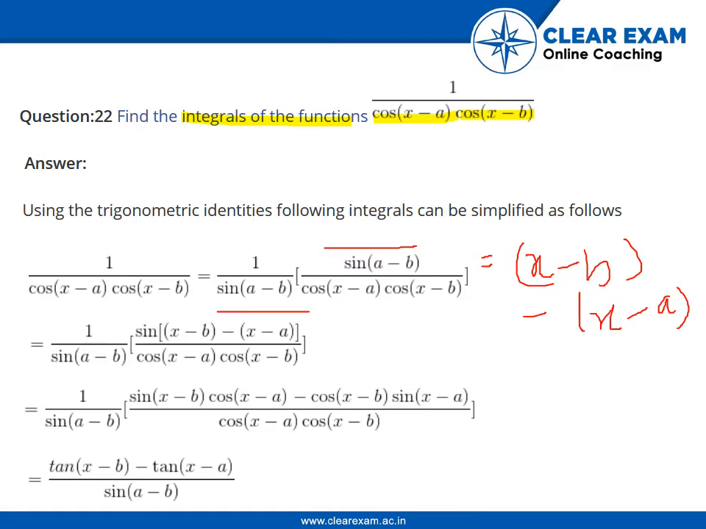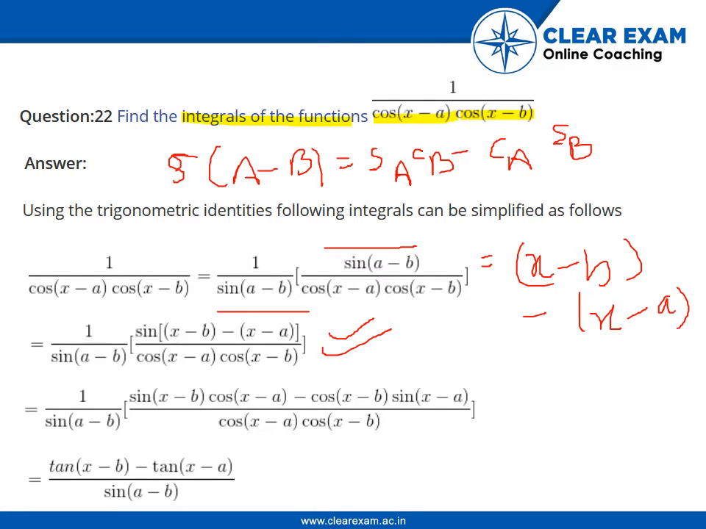Now the next step is that we apply the formula of sin(A minus B). Let me write it for you: sin(A minus B) is equal to sin A cos B minus cos A sin B. So our A is x minus b, our B is x minus a. We apply the same formula and we get sin(x minus b) cos(x minus a) minus cos(x minus b) sin(x minus a), and in the denominator we have the same thing.